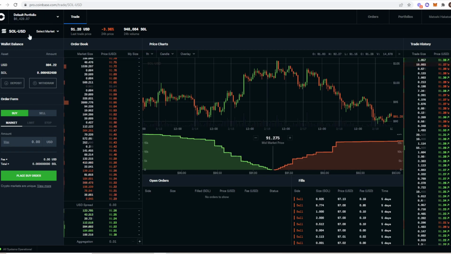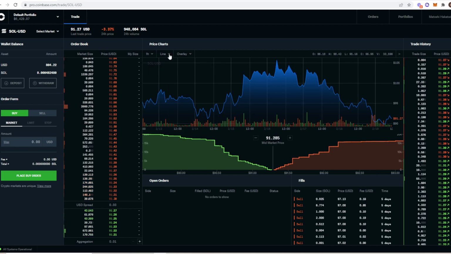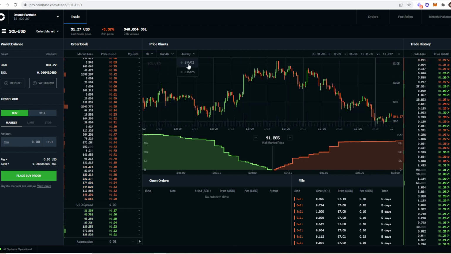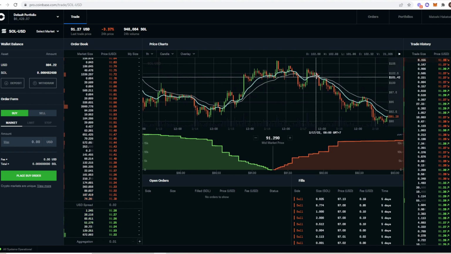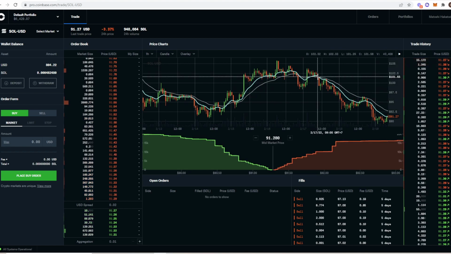But right now we're just looking at the SOL USD pair on the market on a 1 hour time frame using our candles. We do have the choice between line and candles, and we can use our EMAs for 12 and 26 kind of to get an idea of possible entries and exits.